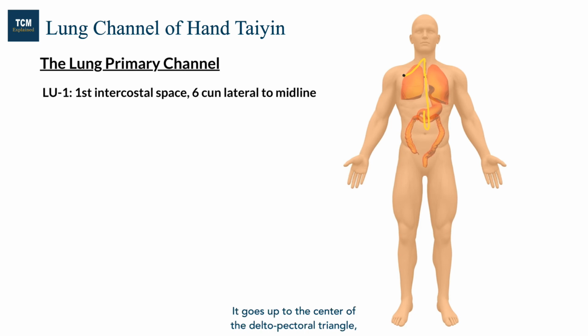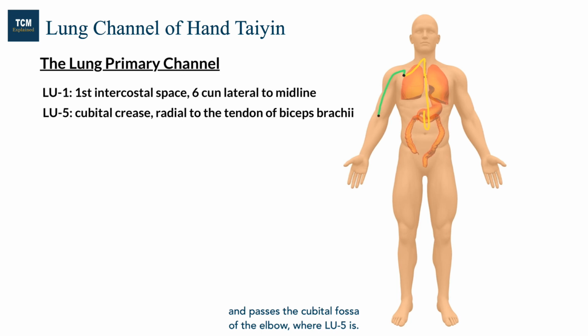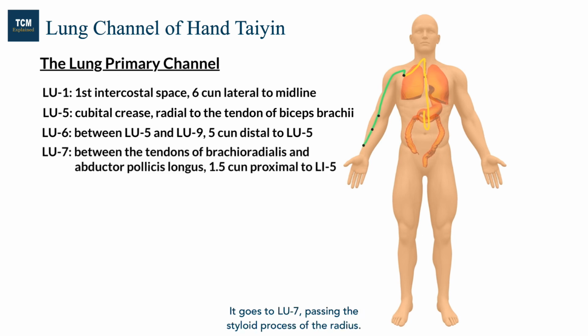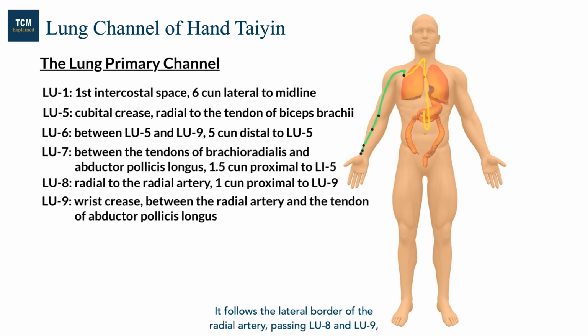It goes up to the center of the deltopectoral triangle, goes down along the anterior lateral aspect of the upper arm, and passes the cubital fossa of the elbow where lung 5 is. It continues to go down along the anterior lateral aspect of the forearm, passing lung 6. It goes to lung 7, passing the styloid process of the radius. It follows the lateral border of the radial artery, passing lung 8 and lung 9.